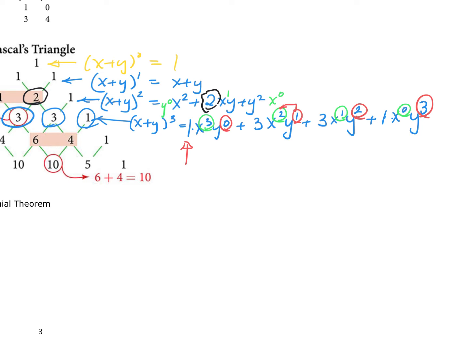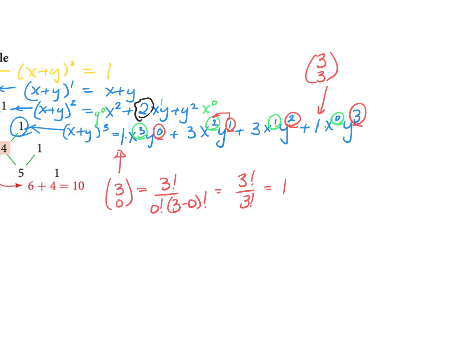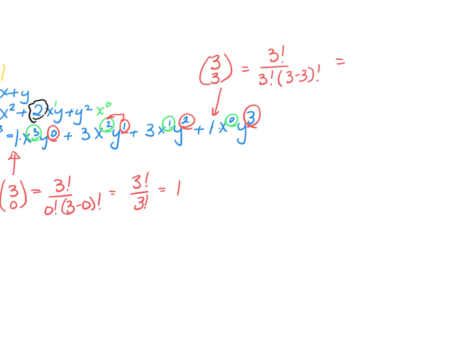Now, where this comes from is going back to the 3 choose 0. So where that 1 comes from is 3 choose 0. This is 3 factorial over 0 factorial times 3 minus 0 factorial, which ends up being 3 factorial over 3 factorial, which is 1. This one comes from n choose n, so it's 3 choose 3, which ends up becoming 3 factorial over 3 factorial times 3 minus 3 factorial, which is 3 factorial, 3 factorial, 0 factorial. In other words, it's just 1.